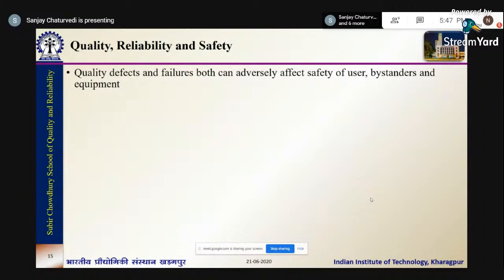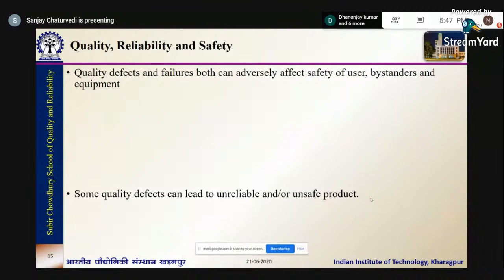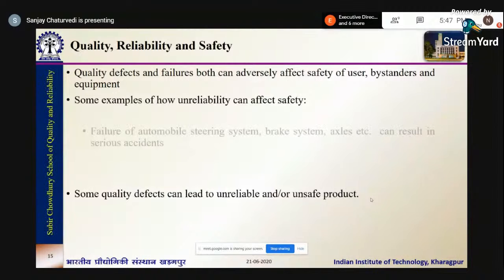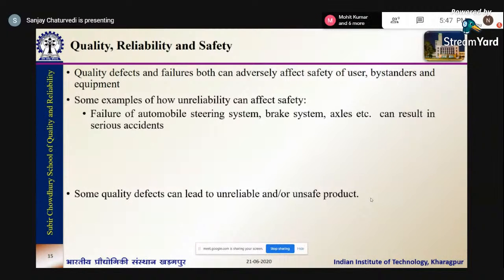Quality, reliability, and safety, the fourth term being RAMS. Whether it is quality-related defects or reliability-related failures, both can adversely affect the safety of the user. Some quality defects can lead to an unreliable and unsafe product. Some examples you can observe day to day: failure of the automobile steering system or the brake system or any system of the automobile. On the electrical side, you will find electrical short circuits.